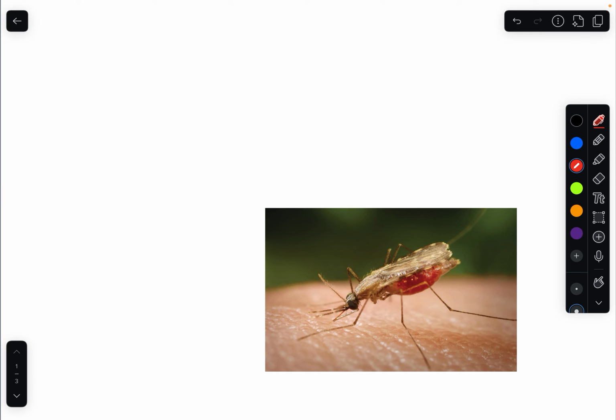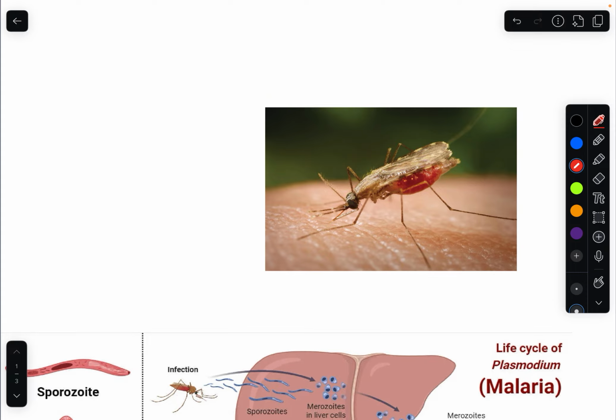How is this plasmodium transmitted from one person to another? There is a vector which transmits this parasite from one person to another, and that is known as the female anopheles mosquito. As you can see in this picture, this is a mosquito. This is known as the female anopheles mosquito. It transmits the parasite from one infected person to the other.